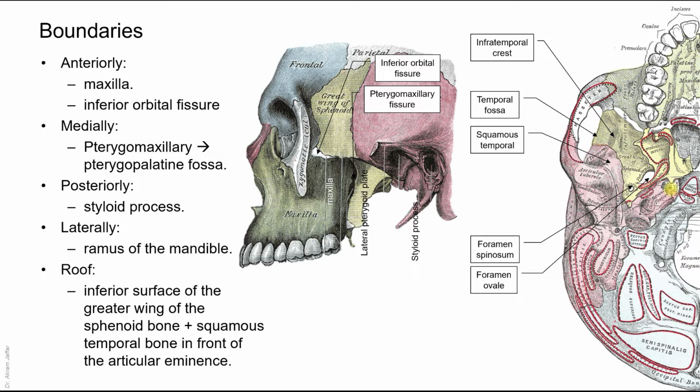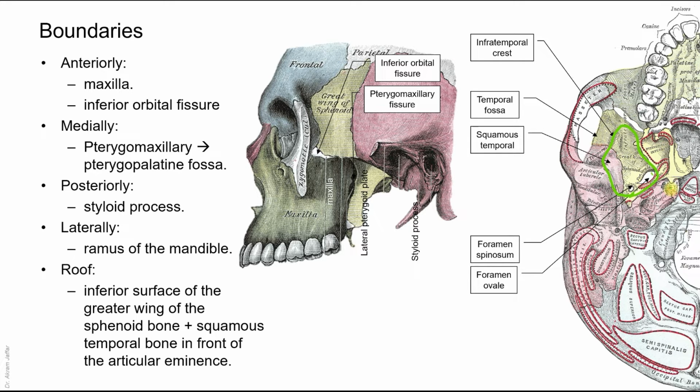And then laterally, the structure that has been removed from here is the ramus of the mandible. The roof of the fossa is the inferior surface of the greater wing of the sphenoid, this area, and in addition to that, part of the squamous part of the temporal bone, which is located in front of the articular eminence.